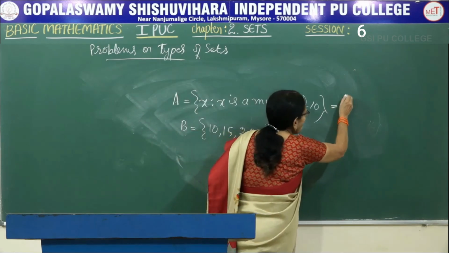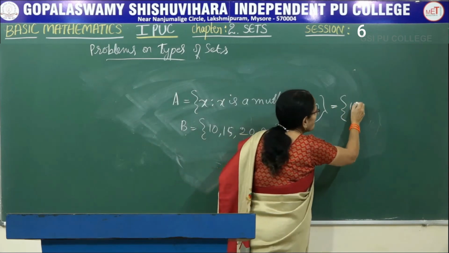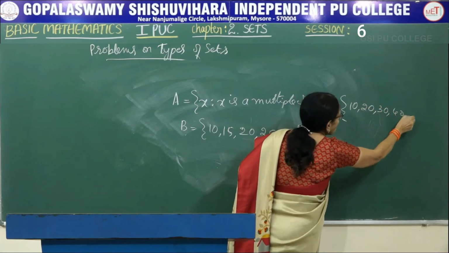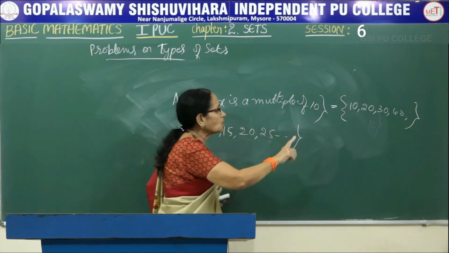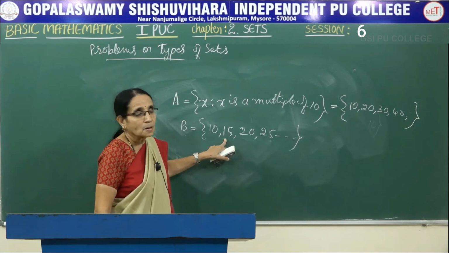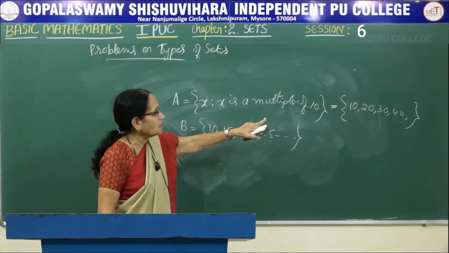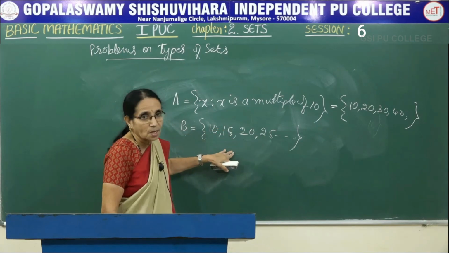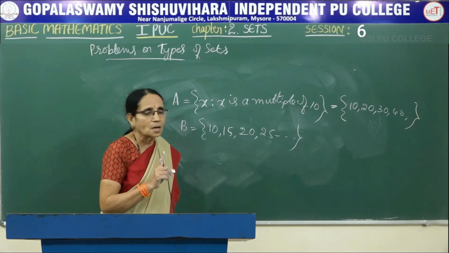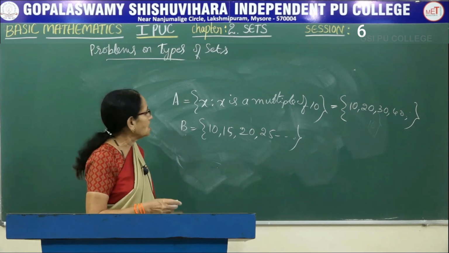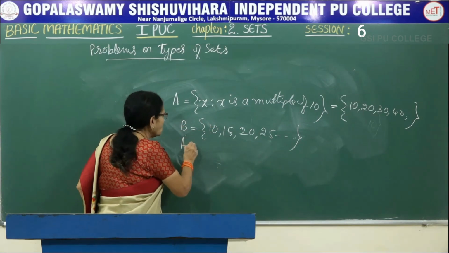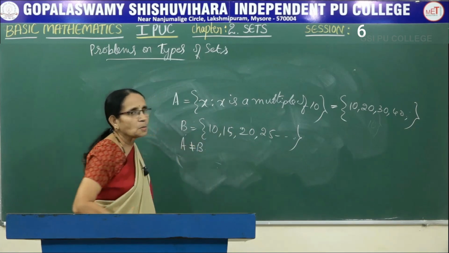Whereas the set A, according to the definition, what are the multiples? 10, 20, 30, 40, etc. Isn't it? Here we are having only multiples of 10. Here we are having multiples of 5. So you can clearly see that those elements are present here, but this 15, 25, they are not there. That means the sets A and B are not equal to each other. That is multiple of 10. This is multiple of 5. Therefore, you have to write A is not equal to B.